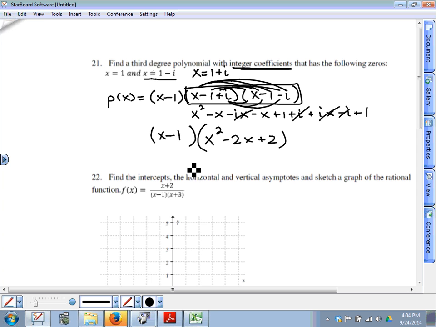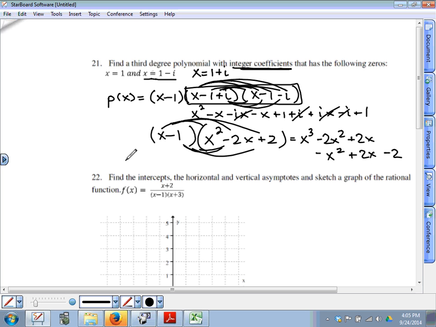And that multiplies with x minus 1. So we're going to get x to the third. So you distribute the x here. x to the third minus 2x squared plus 2x, and then you distribute the negative 1 to all the terms, and you get negative x squared plus another 2x minus 2. And if you combine all your like terms, you get x to the third minus 4x squared plus 4x minus 2. And there's the polynomial. Actually, that's minus 3x squared from right here.